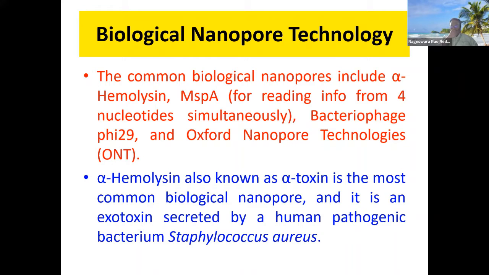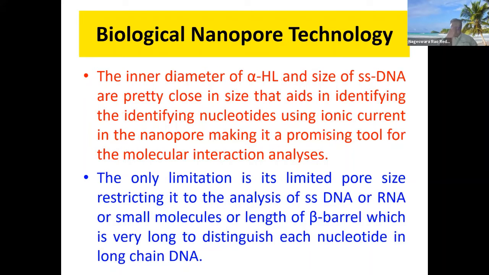And hemolysin is actually a toxin which is released by the bacterium Staphylococcus aureus. Okay. And the alpha hemolysin is actually very equal in size to a single stranded DNA. So whatever single stranded DNA is moving through this hemolysin can produce ionic current, which easily differentiates all the nucleotides. But the only limitation is that both of the sizes are very similar.